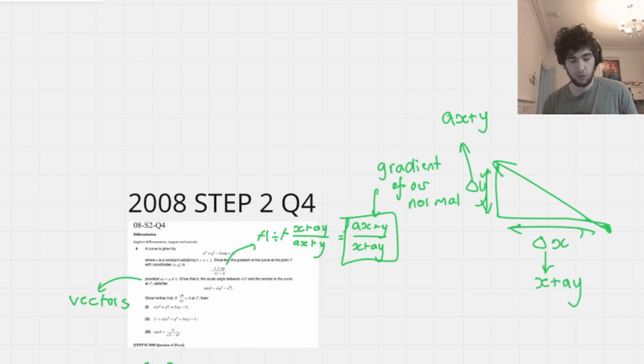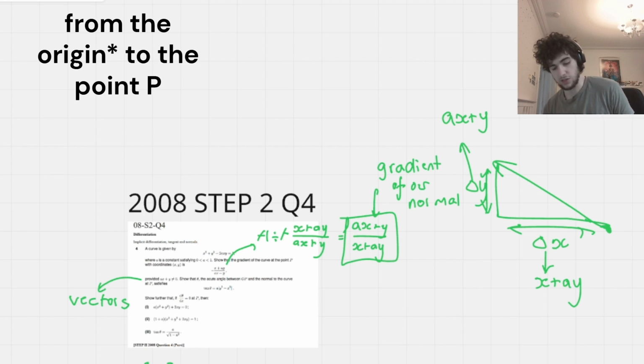It's just another way of writing the gradient of our normal line, but instead of writing it as this fraction, we can represent it as a vector. We can represent the normal line as a vector, and then effectively code the gradient into that vector. Okay, and obviously OP as well. We could write that effectively as a vector going from the origin to the point P.